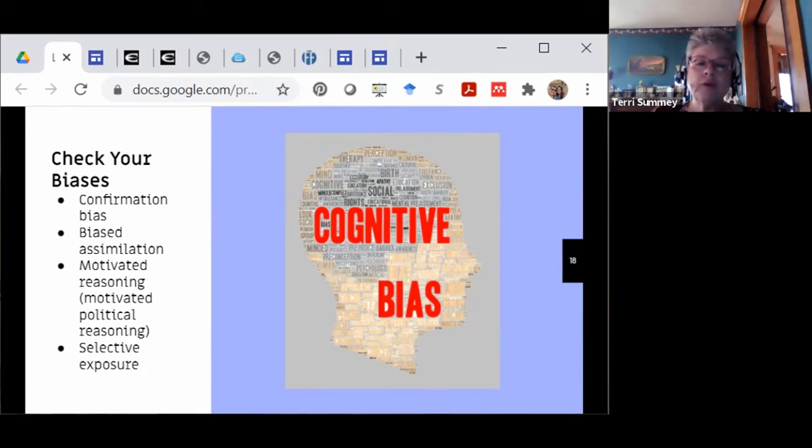Finally, we have selective exposure. People seek out information that defends and supports their attitudes, beliefs, and behaviors, and we avoid information that's contradictory. For example, after we have come to a decision, like maybe buying an appliance or buying a car, we may avoid things that talk about cars or major appliances that might indicate that we made a wrong decision.